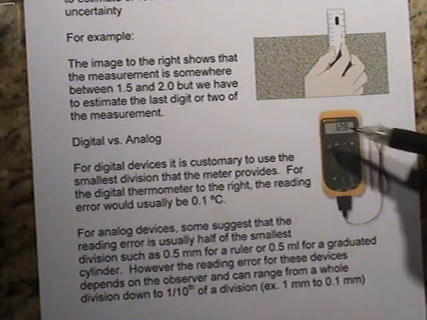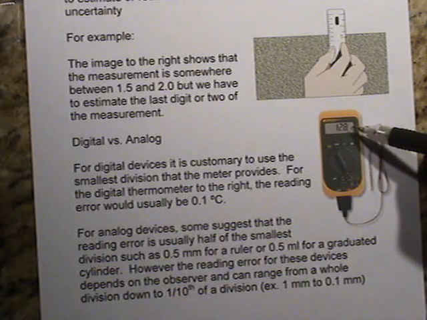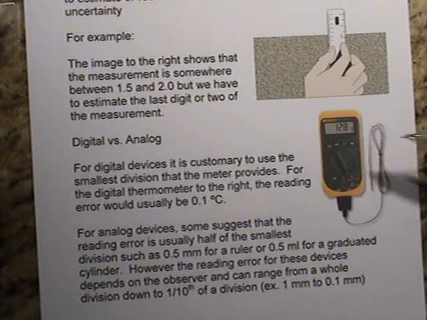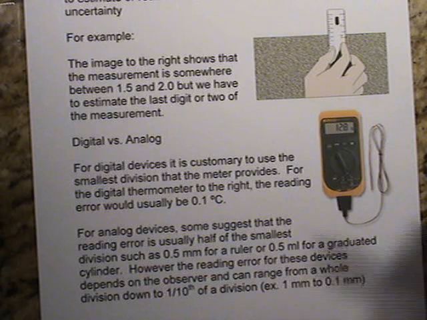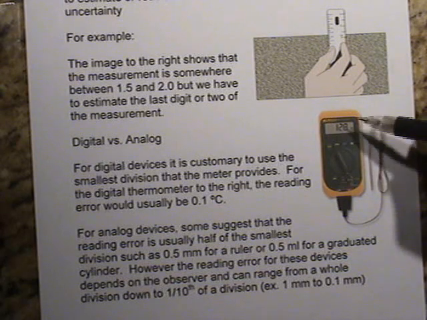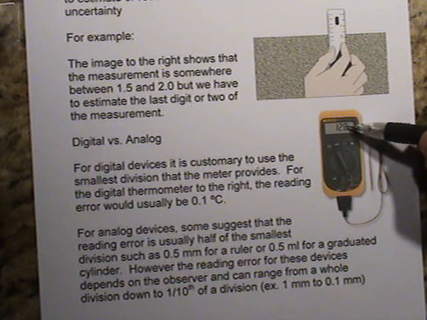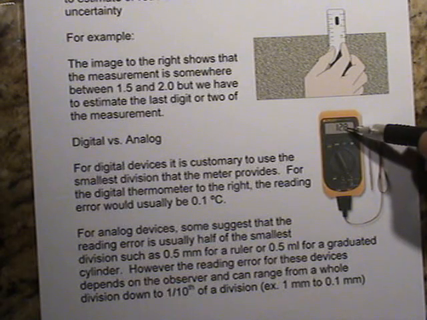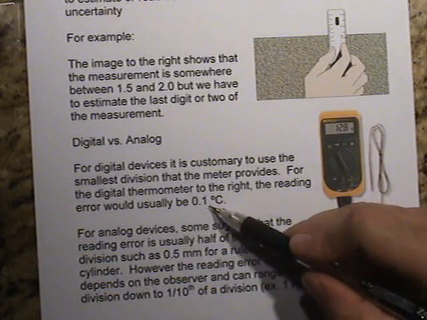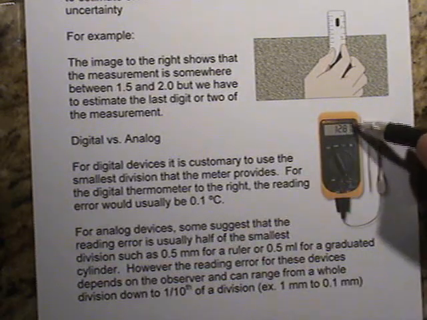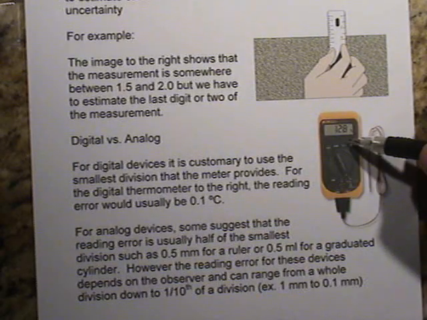Digital devices means that it has an electronic reading. For example, this is an electronic thermometer, and the reading error on a digital device is really simple. It's essentially one of the last division that we can read. So in this case, that would be one place after the decimal, or the tenth position. So we would say that the reading error for this device is 0.1 degrees Celsius, because that's one of the smallest unit that it can read.